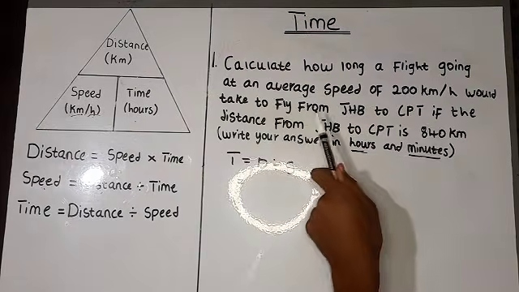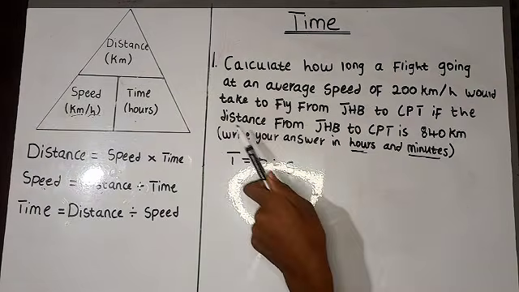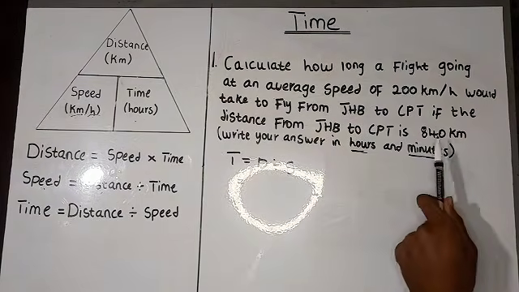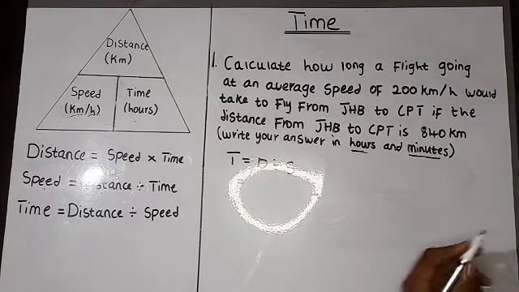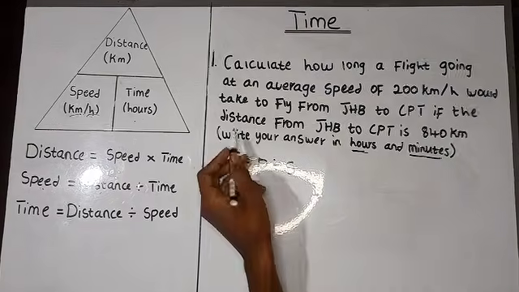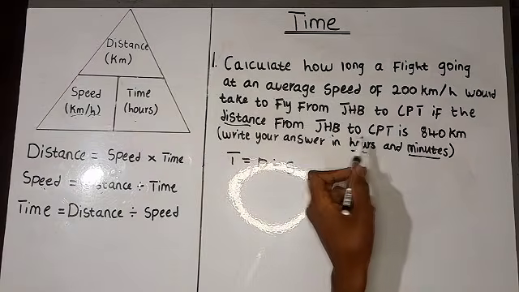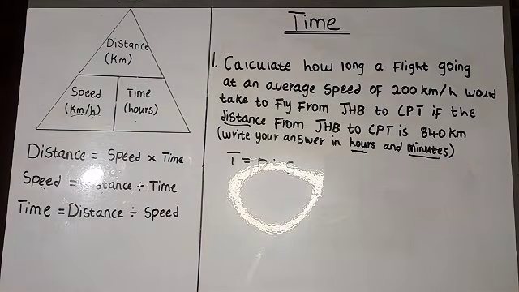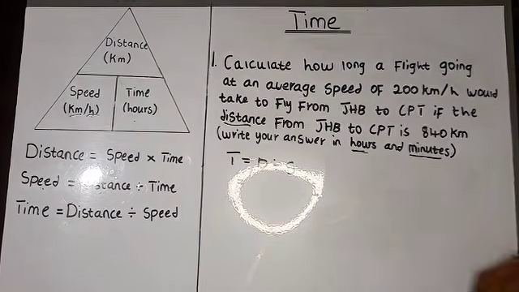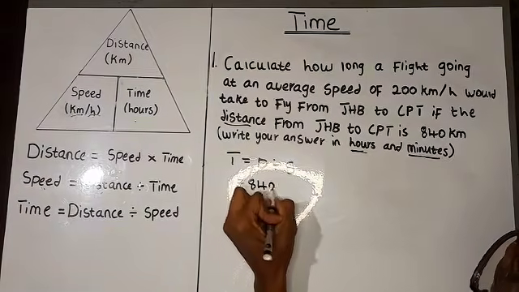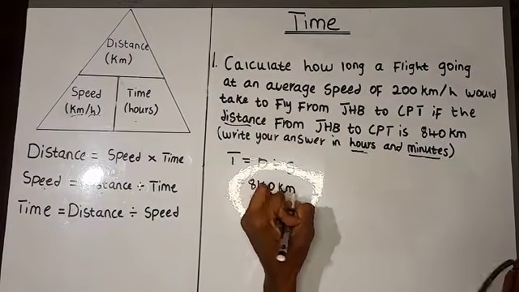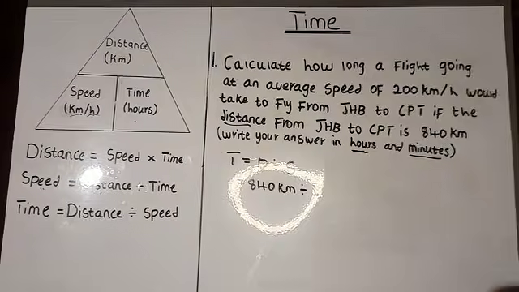Would take to fly from Johannesburg to Cape Town if the distance from Johannesburg to Cape Town is 840 kilometers. So 840 kilometers is our distance. So D stands for distance. We're going to put 840 kilometers on D, divide by S for speed.